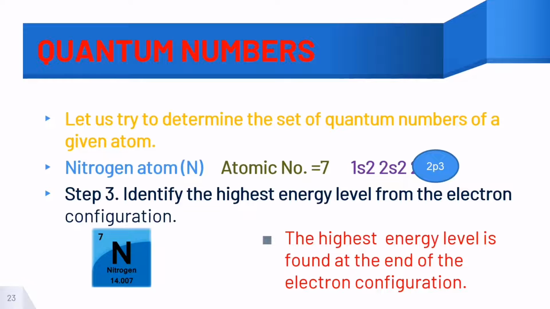Step 3. Identify the highest energy level from the electron configuration. How to know the highest energy level? The highest energy level is found at the end of the electron configuration. In our given, the highest energy level is 2p3.